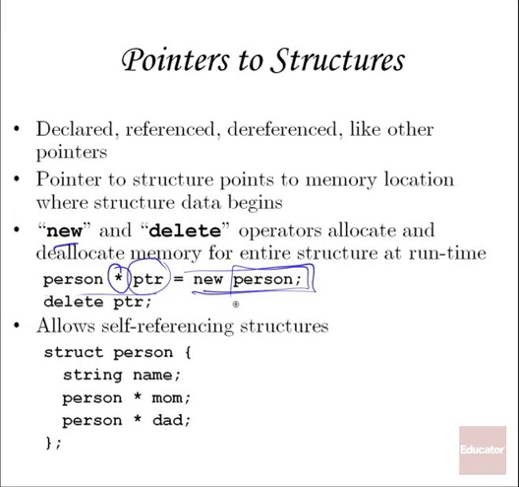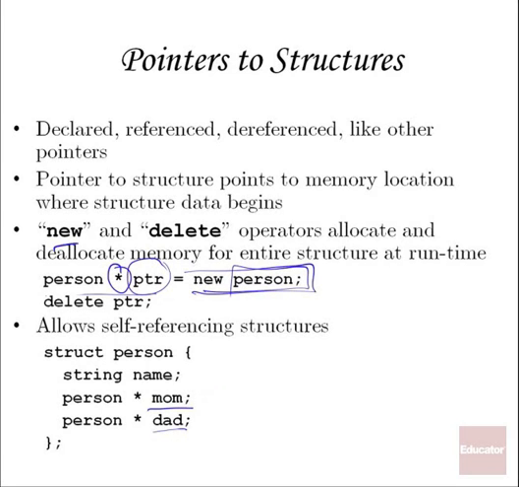And this is the only way we can get a self-referencing structure. So here we have a person with a mom and a dad. Well, you can't just put another person inside of a person. The compiler won't let you do that. But you can have a pointer to a person. And then at one time, you can go allocate some memory and set mom equal to whatever the data is, set dad equal to whatever the data is.